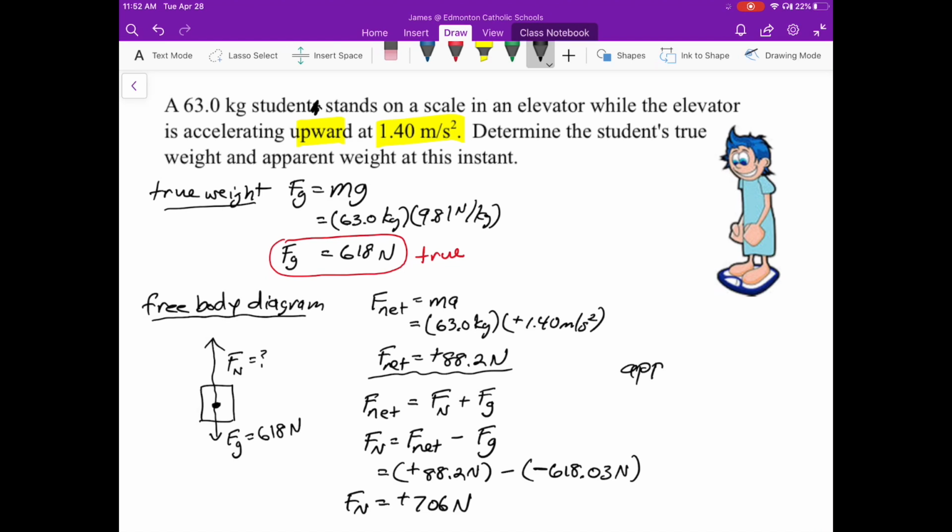So that means that's going to be the reading on the scale. Their apparent weight is therefore 706 newtons.